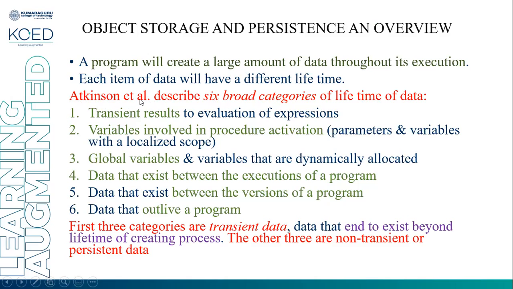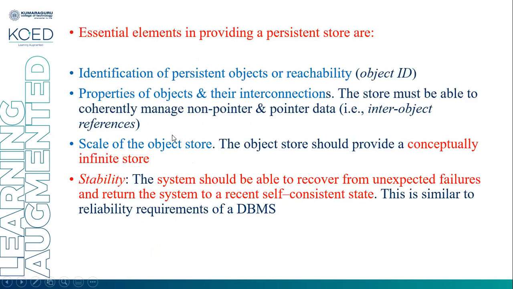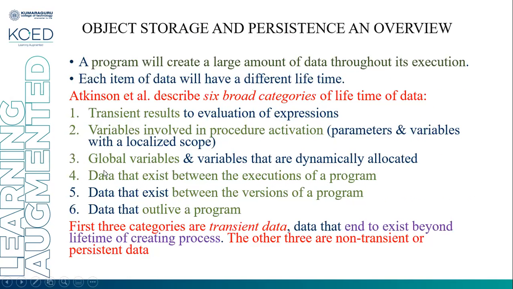The first is transient results, the intermediate results of the evaluation of an expression. The second is variables involved in procedure activation, like a parameter passed inside a function, and variables with local scope. The third is global variables and variables that are dynamically allocated.